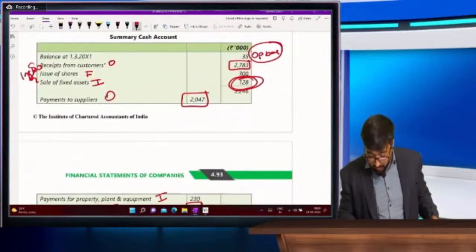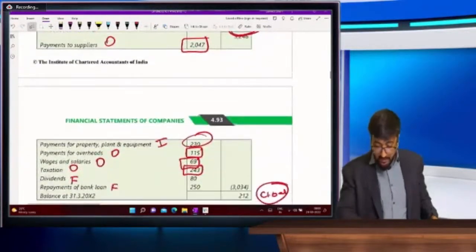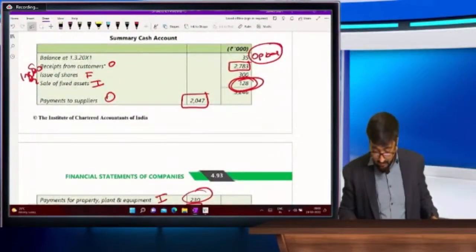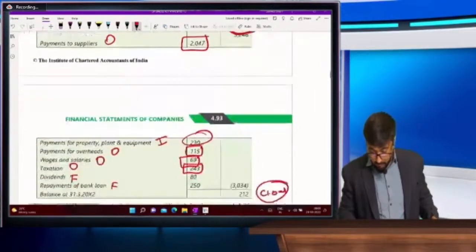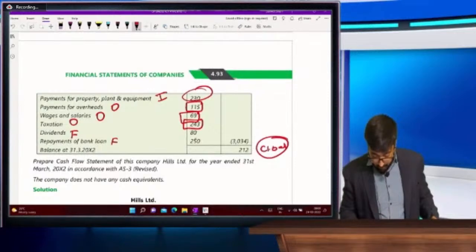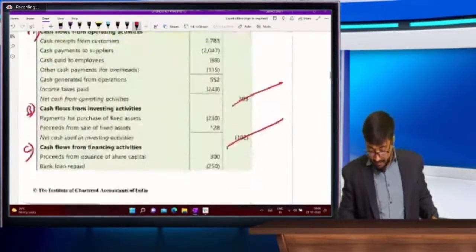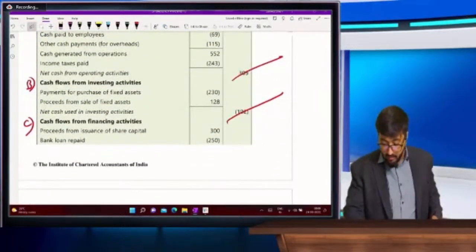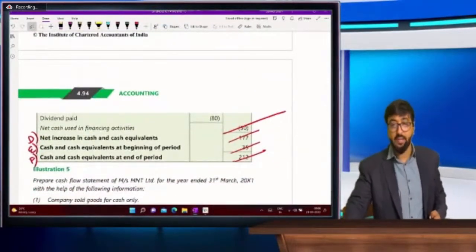Investing is 128 and 230 outflow. 128 minus 230. 102 outflow. Yes, negative 102. And what about financing? 300 inflow and outflow 80, 250, 30. Minus 80 minus 250 minus 30. Yes. So this is negative 30 and you take a total 309 minus 102 minus 30. We are getting 177. Yes.